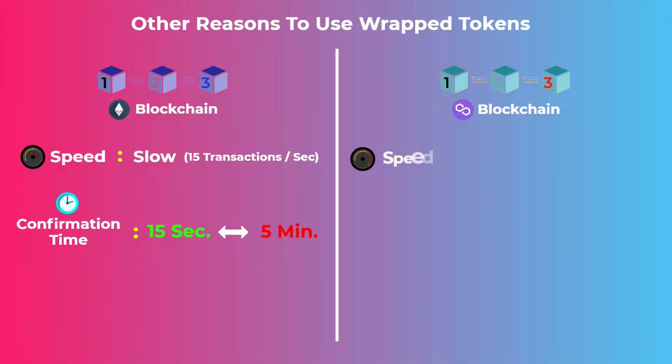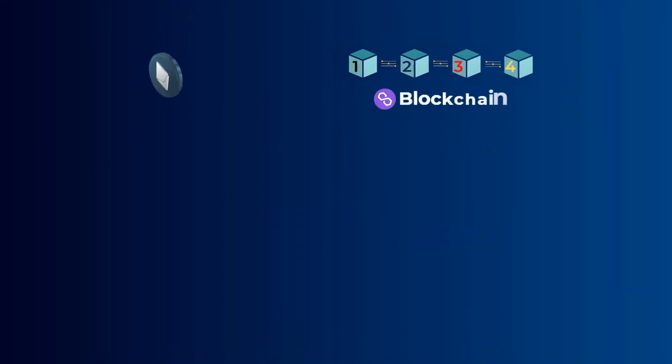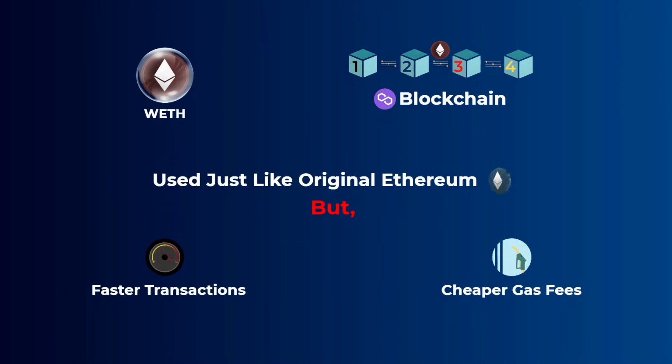The Polygon blockchain, on the other hand, can process up to 65,000 transactions per second, and a transaction takes on average only 2 seconds to get confirmed. So, many people go and get wrapped Ethereum on the Polygon blockchain and use it however they like, just like the original Ethereum, but with much faster transactions and much cheaper gas fees.